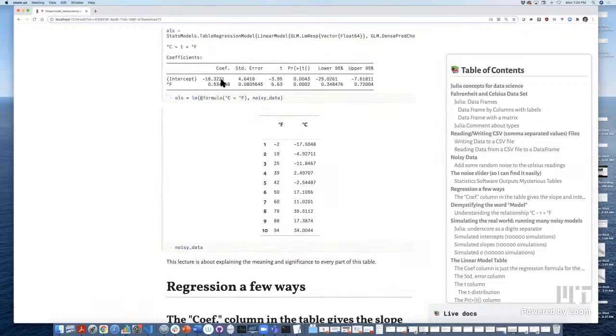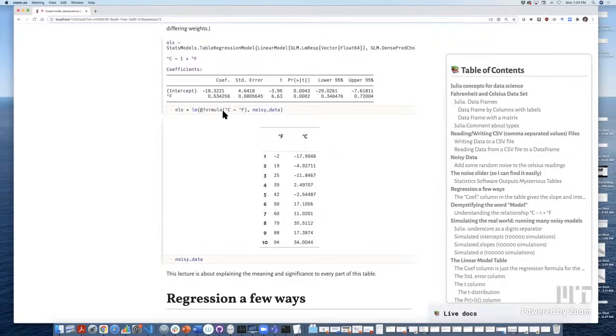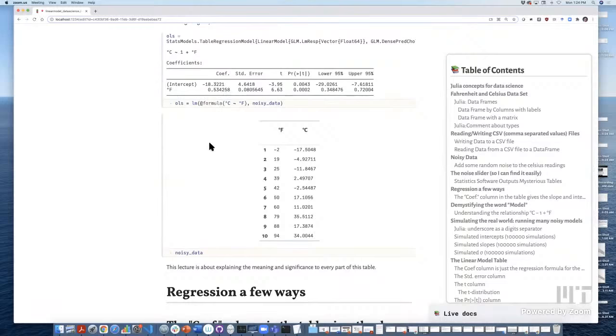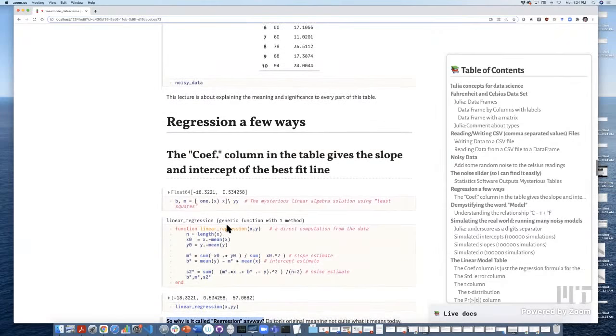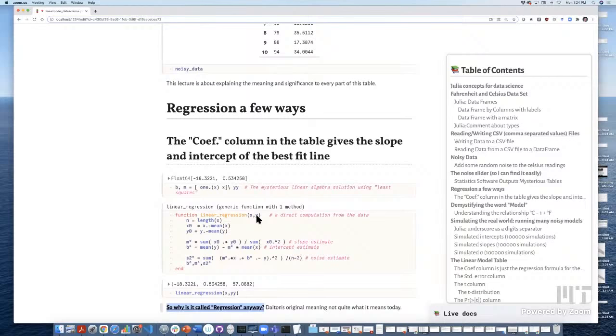Or 0.534 is the slope. And you'll see that is the very number that's being computed in this table, okay? So the first column is just the intercept and the slope given the data that you have. If you haven't seen the linear algebra formula, there's a more basic formula which gives exactly the same answer. So all you have to do is plug in your X data and your Y dependent data. And it's really simple. N is how much data you have.